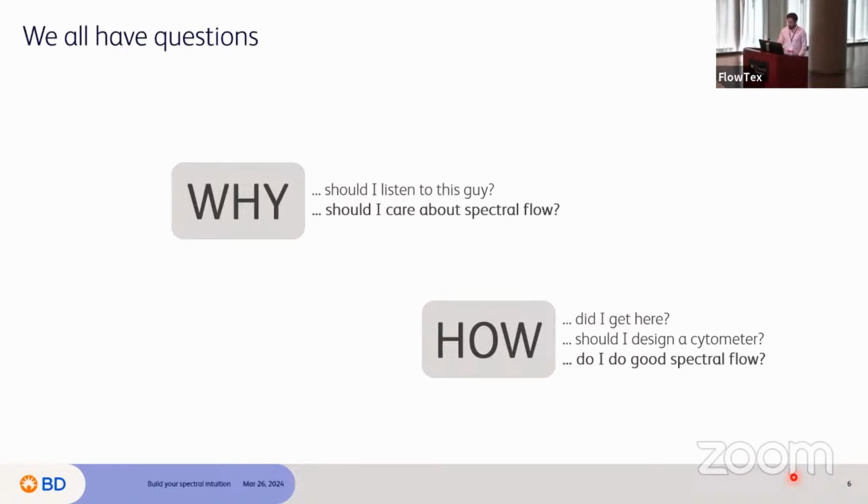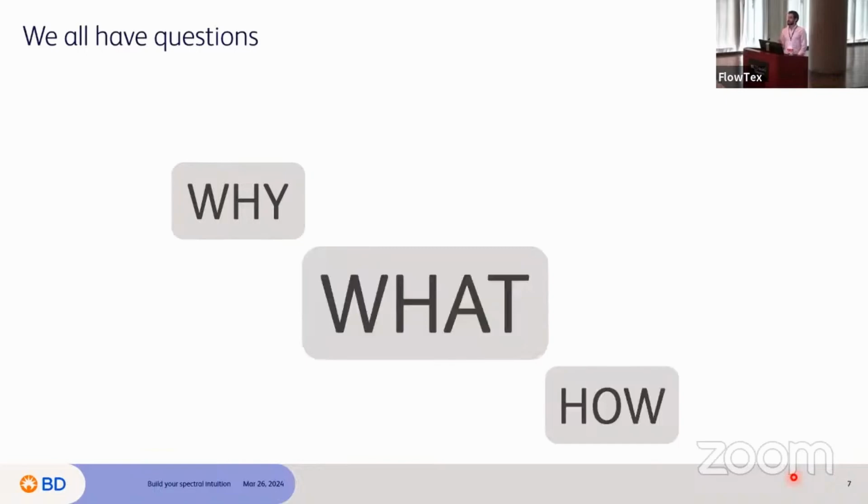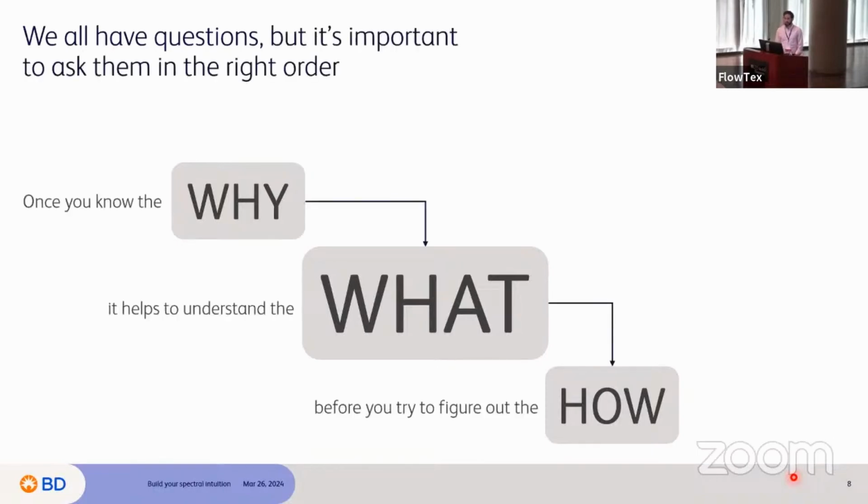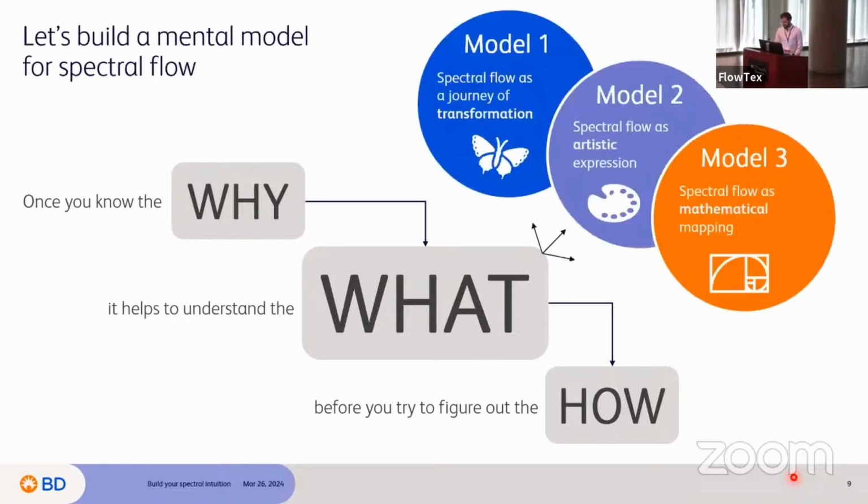But before you can answer these questions, I think it's really helpful to think about the what, right? To develop a deep understanding of what we are actually doing, what we are talking about when we think about spectral flow. So our talk today is going to break out like this. We'll talk about why it's important to think about spectral flow, and we're really going to spend most of the time thinking about the what. So building some mental models for understanding how spectral cytometry works, and then we'll apply those mental models to think about how we should best do it.